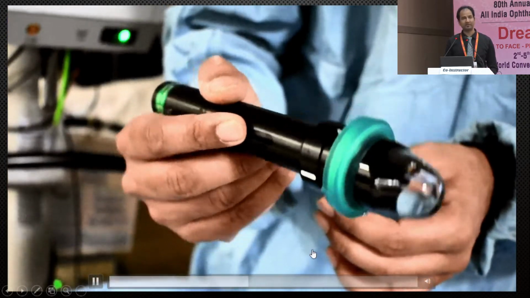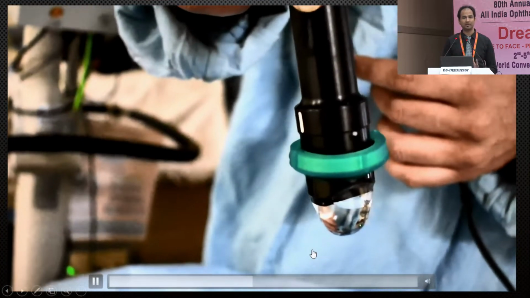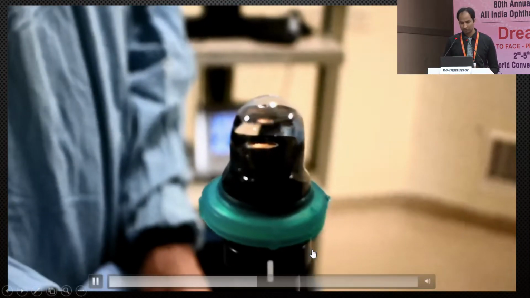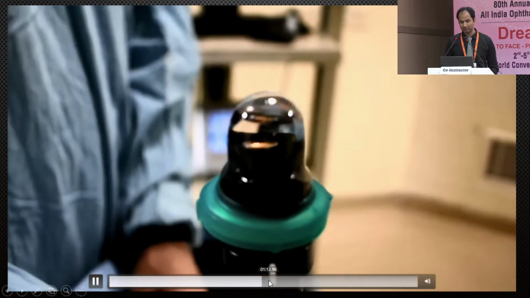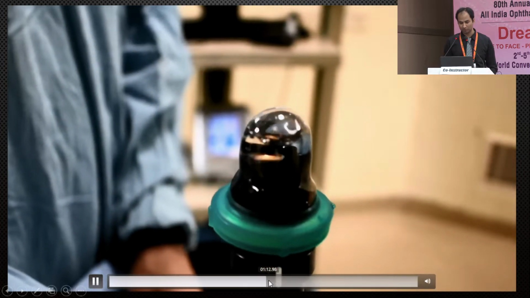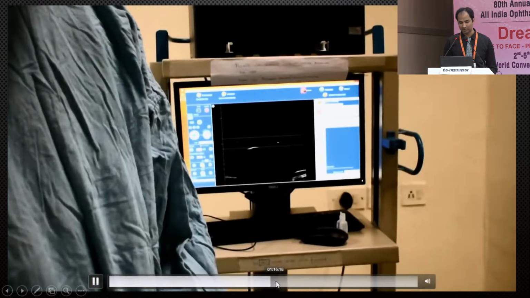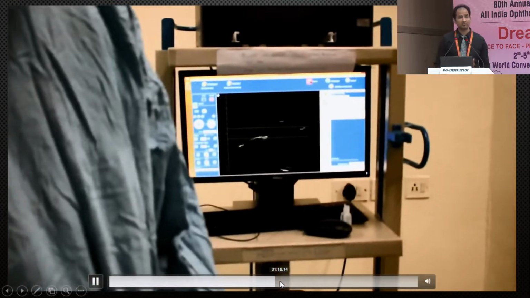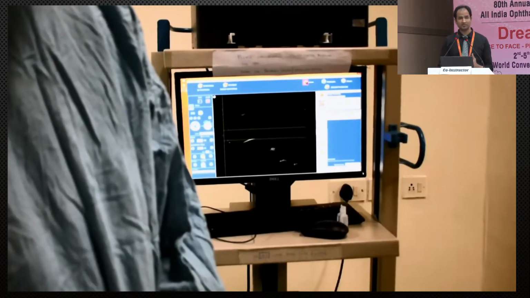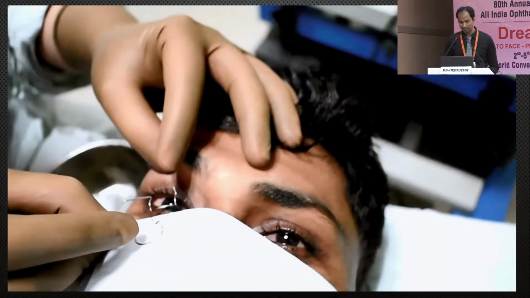Now you can see we can tilt it anyhow. It is now like a normal ultrasound probe. So we can use it anyhow, even like this. You can see the movement of the transducer and the images come. The images come of really good quality in this, because there is no media in between.